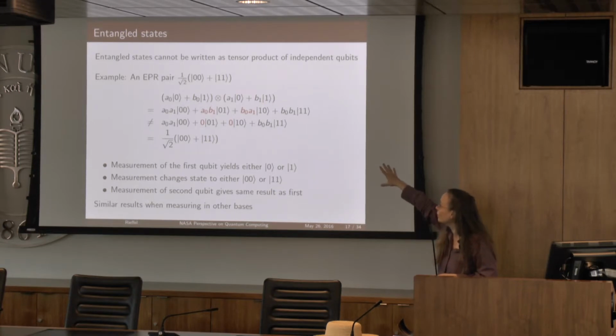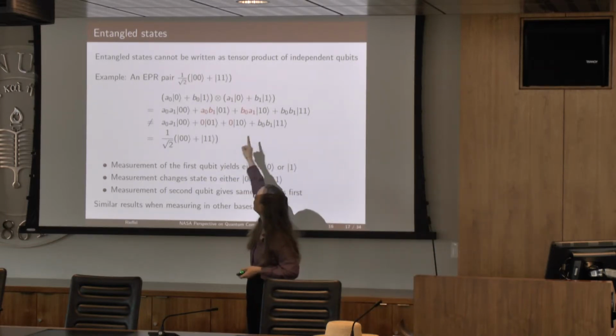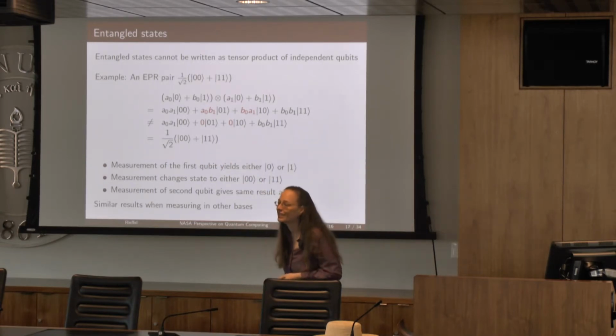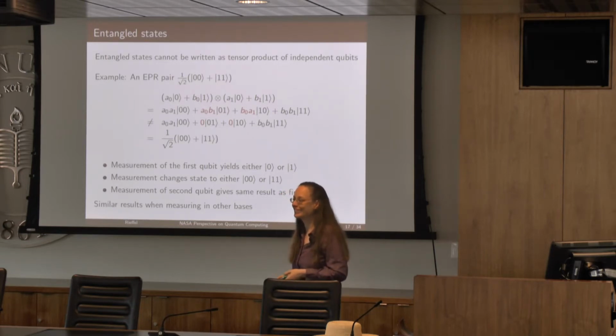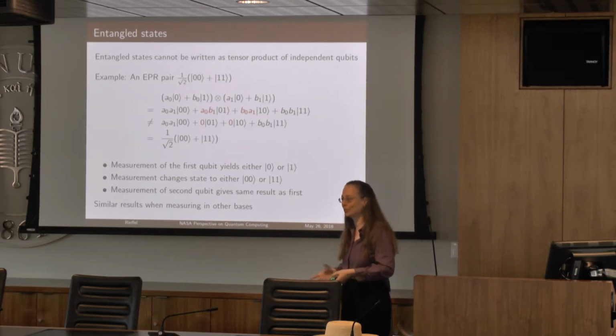Here's just an example that entangled states really exist. If I try to write this EPR pair in terms of a product of a single qubit state with another single qubit state, here's how they combine. But say that again? EPR means what? Einstein, Podolsky, Rosen. This is the most famous first paper talking about entanglement.